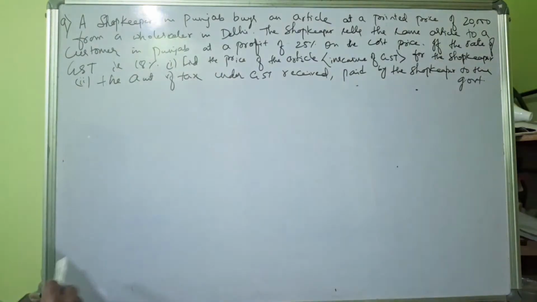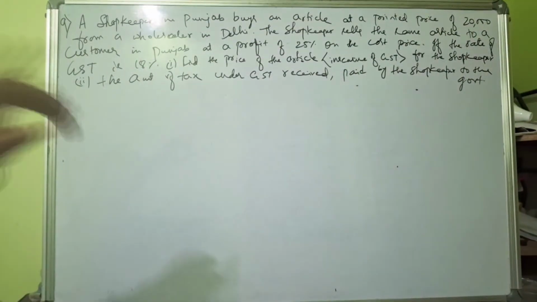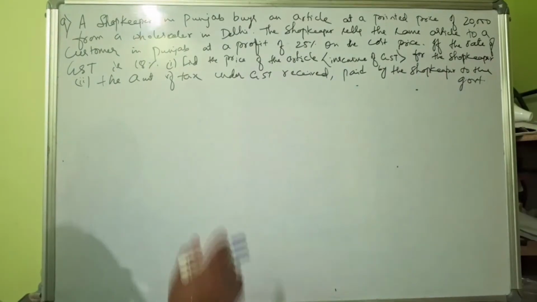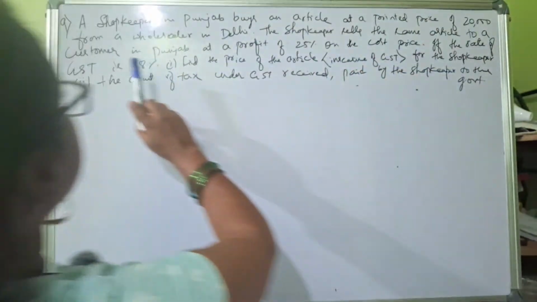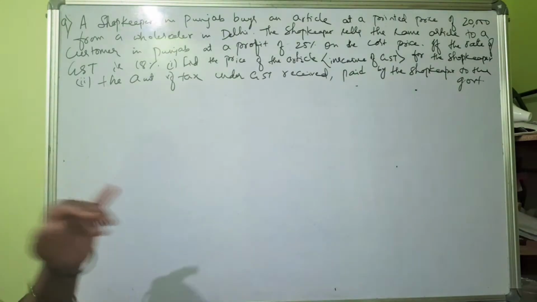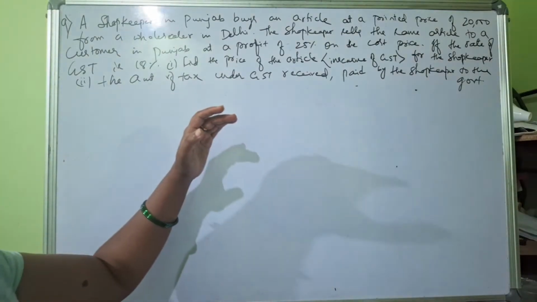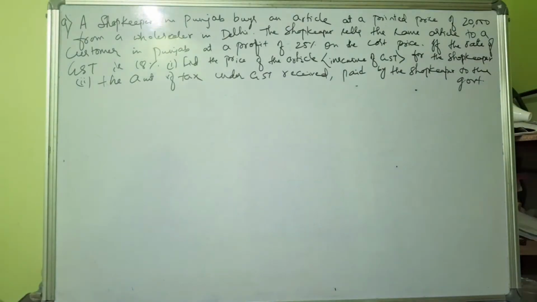A shopkeeper in Punjab buys an article at a printed price of 20,000 from a wholesaler in Delhi. The shopkeeper sells the same article to the customer in Punjab at a profit of 25% on the cost price. If the rate of GST is 18%, find the price of the article for the shopkeeper. In the second part, we have to find the amount of tax under GST received or paid by the shopkeeper to the government.